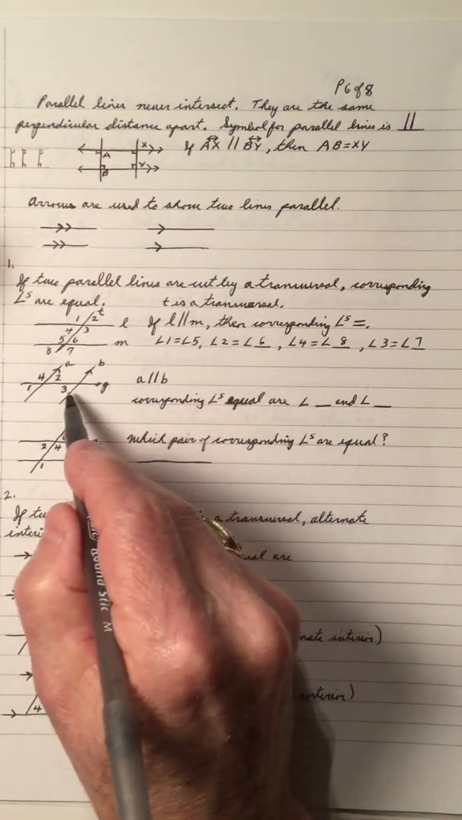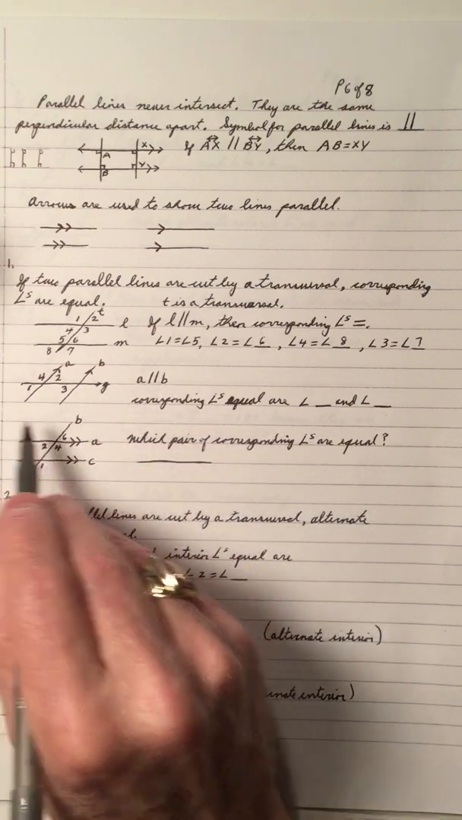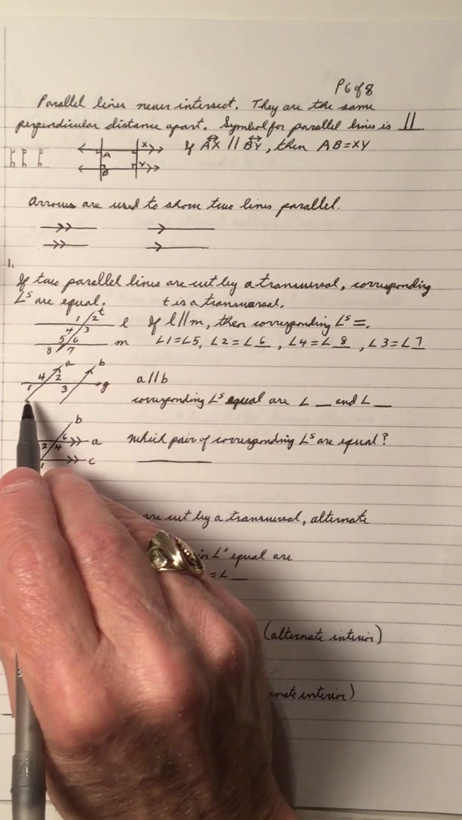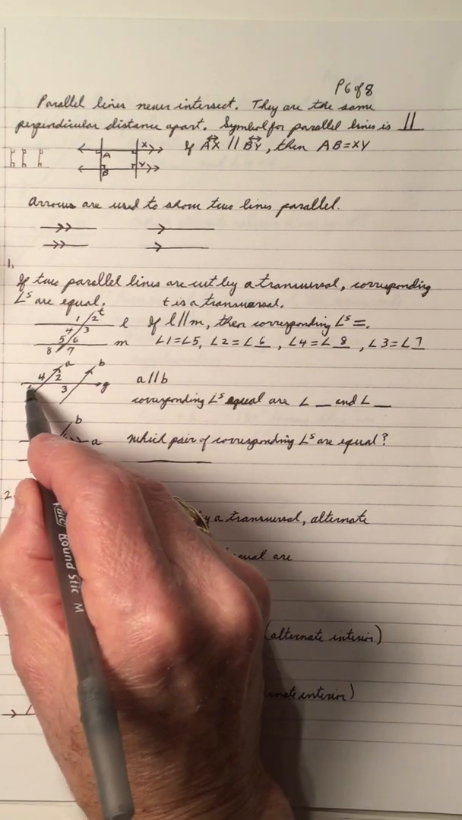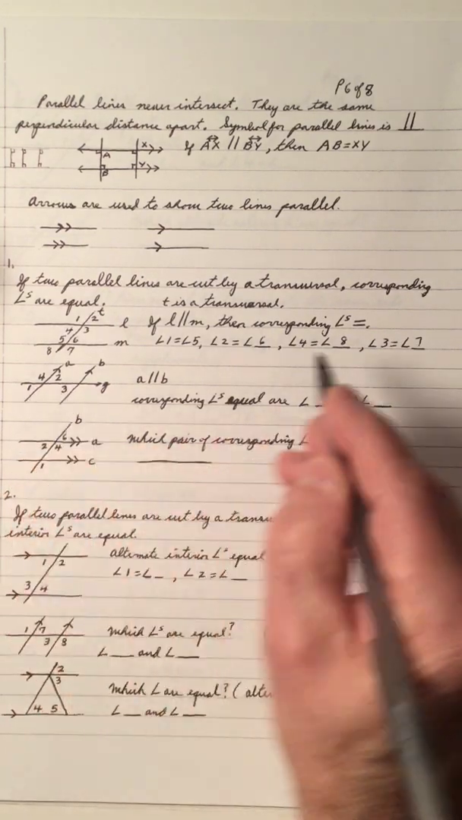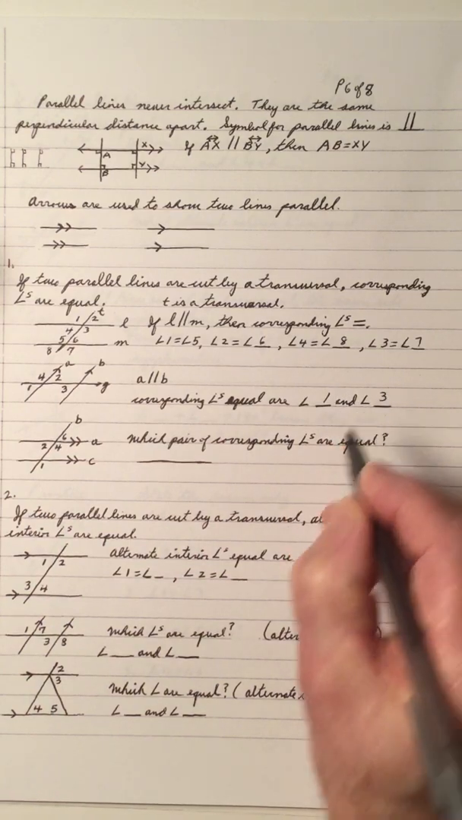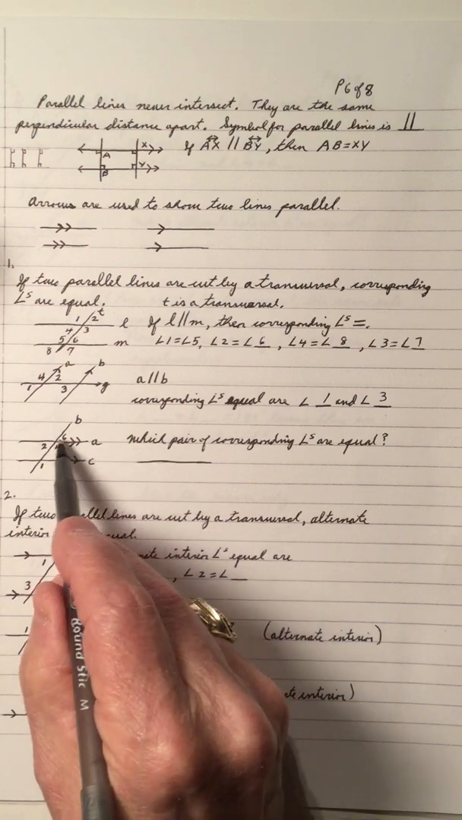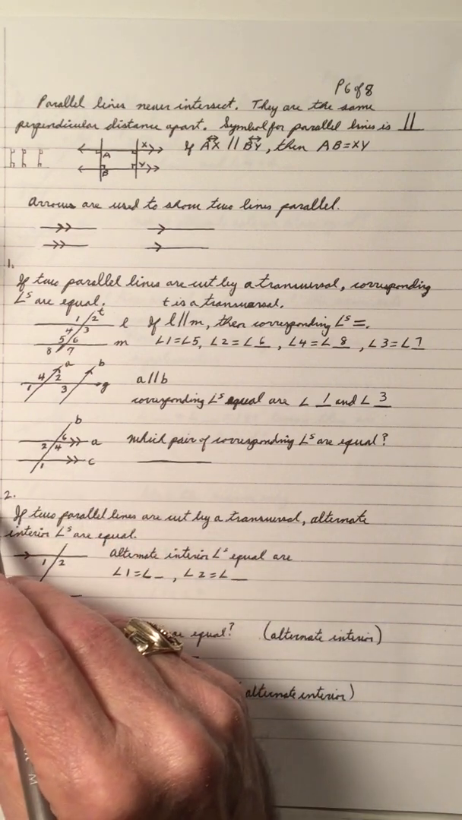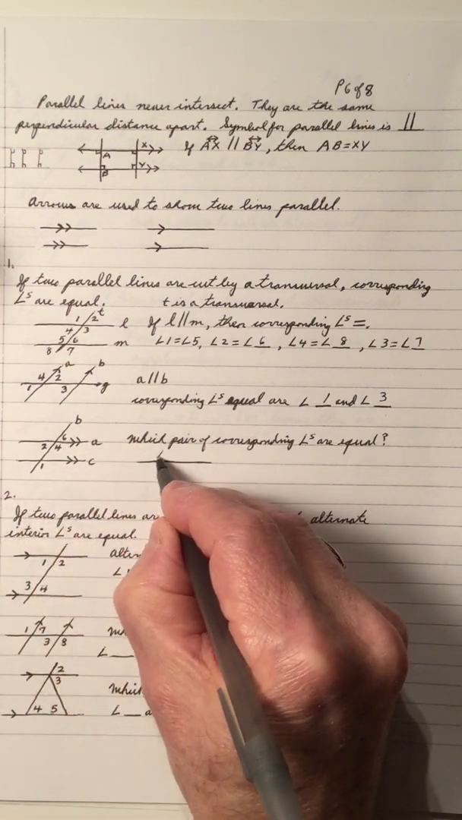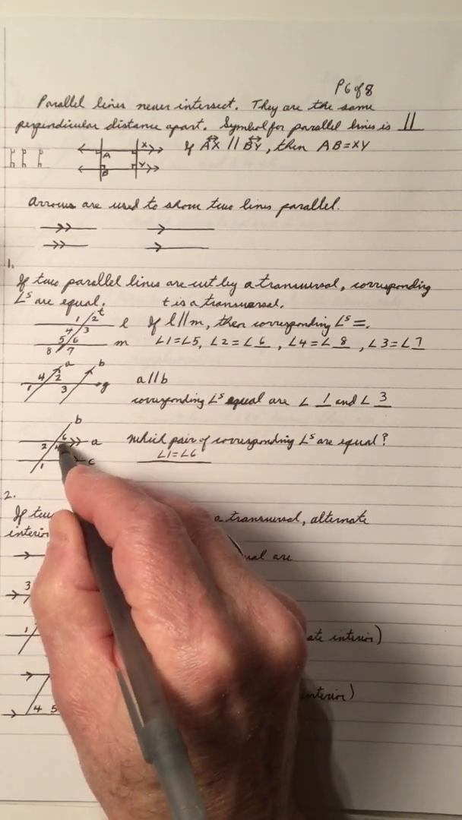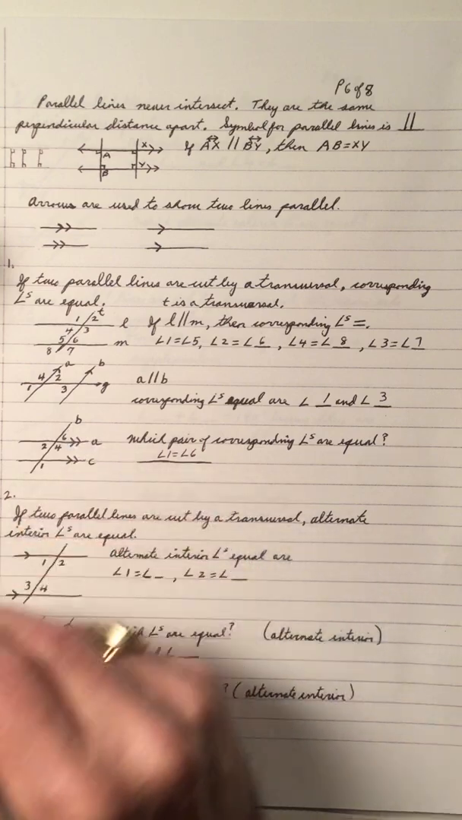If A is parallel to B, as given here, then the corresponding angles are interior and exterior, right here, 1 and 3. Corresponding angles are equal. Which pair of corresponding angles are equal in this diagram? One is interior, one is exterior. You have angle 1 equals angle 6. Corresponding angles are interior and exterior on the same side.